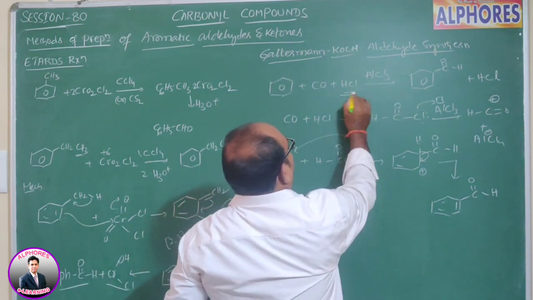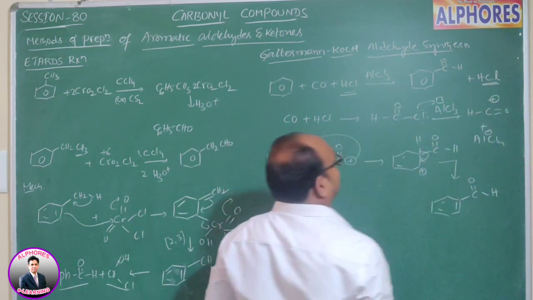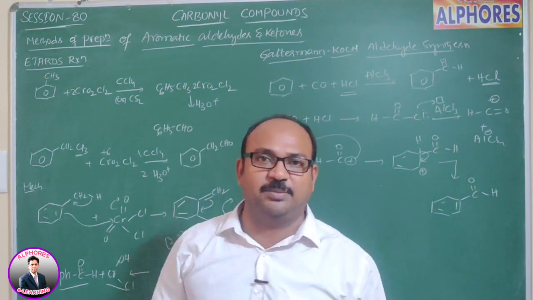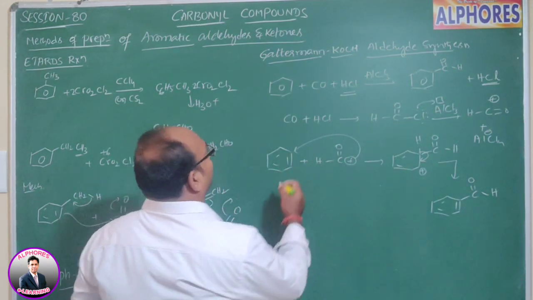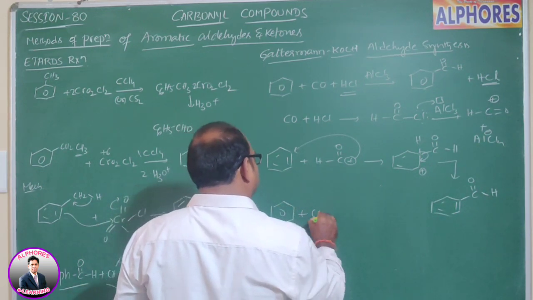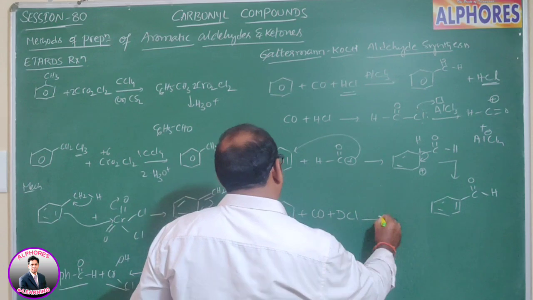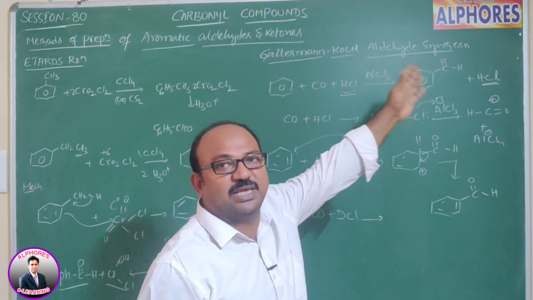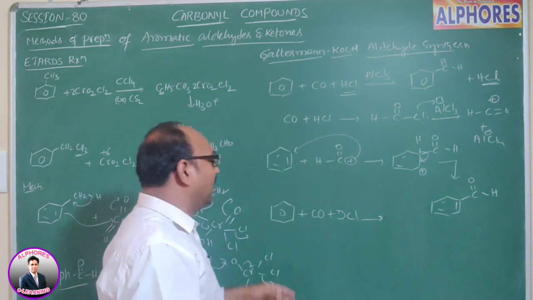But why do you write HCl two times here? These two HCls are different. These two HCl are not the same. Let us check here. If you are using benzene, CO plus DCl, if we are expecting the HCl, what we are using, the same we are getting. If we expect like that, let us see.